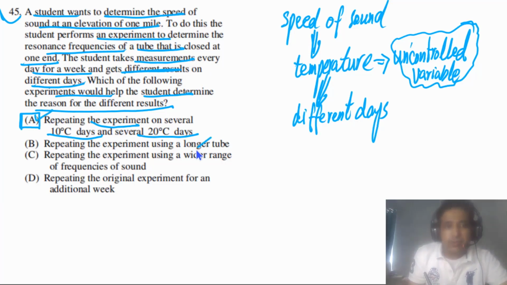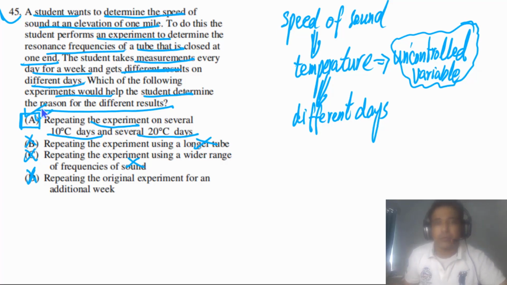Option B is incorrect. A longer tube doesn't affect. This is incorrect. Experimenting using a wider range of frequencies will not give the reason for the different results. So this is also incorrect. Repeating the original experiment for an additional week will also not give the reason behind the different results. So the answer for this question is A. Simply, the student in this case has to control temperature because the speed of sound depends on temperature.